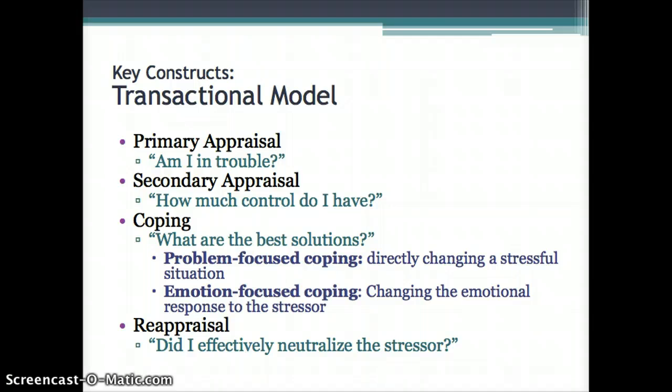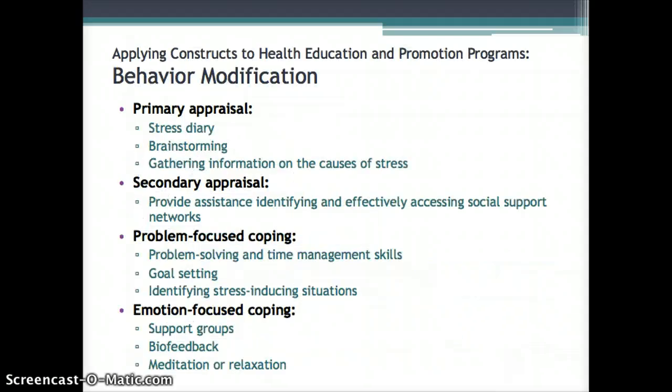The final stage is reappraisal, which serves as the feedback loop to determine if the effects of the stressor have been managed effectively. So applying the concept of primary and secondary appraisal to behavior modification within a health education program include methods like keeping a stress diary or brainstorming to identify one's different stressors in different situations. Secondary appraisal methods also include providing assistance in identifying and effectively accessing social support networks.